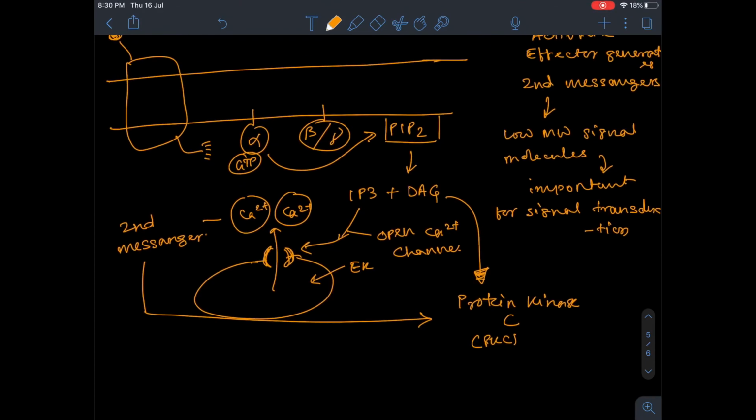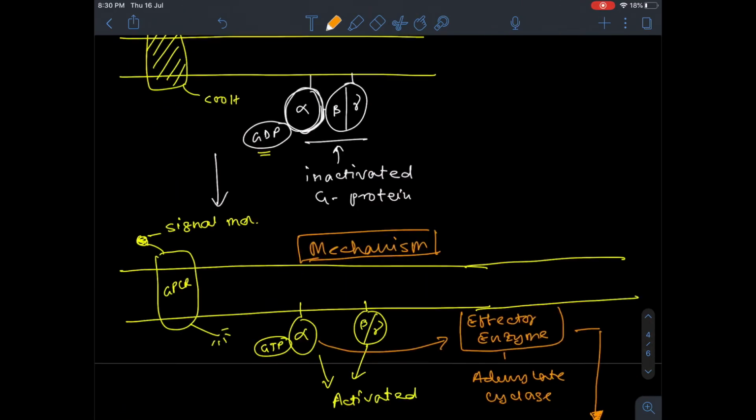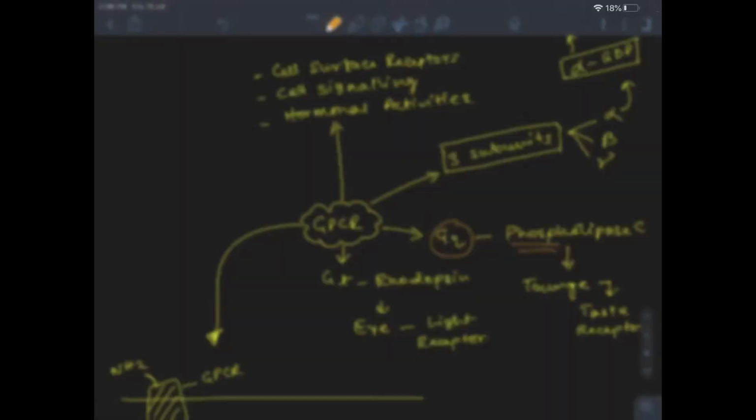So as a result there will be some signal transduction, and this is the whole thing.